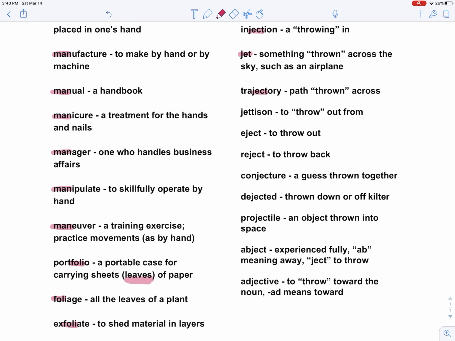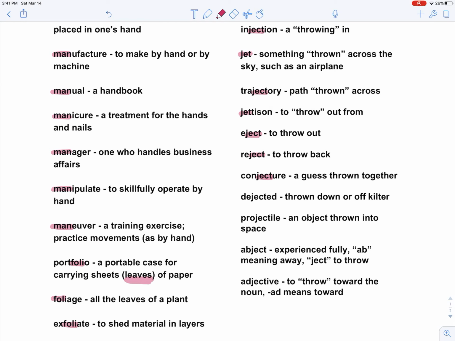So tra or trans there, meaning across. Jettison, to throw out from. Often jettison is like to get rid of cargo. If a plane needs to lighten its load for some reason, they could say they jettison the cargo. Same thing with a ship. Eject, to throw out. Reject, to throw back, re meaning again. To throw it back.